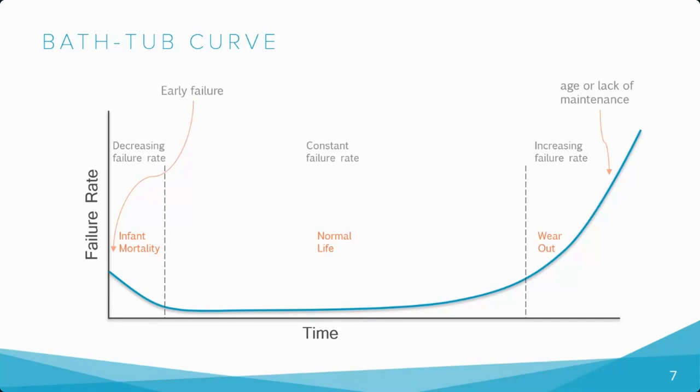What is the infant mortality period? The infant mortality period, also known as the early failure period, begins when a product is used for the first time. It is an interval characterized by a decreasing failure rate, and it starts from a high failure occurrence, quickly decreasing to a lower failure rate as issues are fixed and addressed.